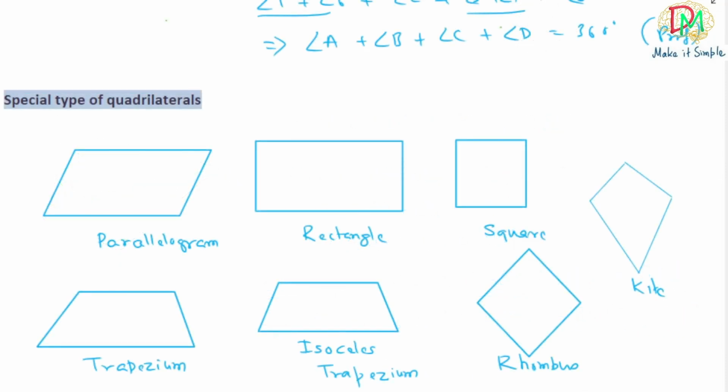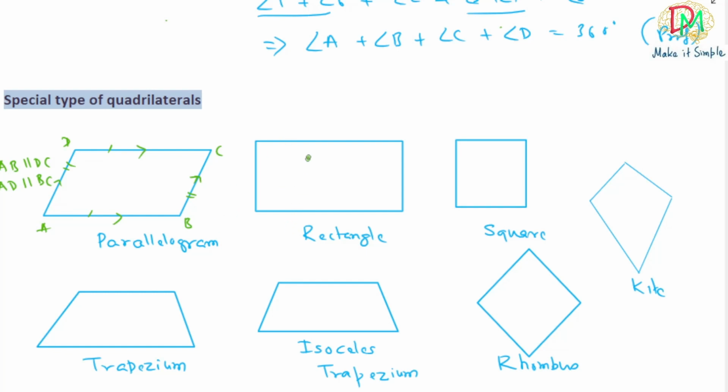Next we learn the special types of quadrilaterals. First is the parallelogram. Here the opposite sides are parallel. ABCD is a parallelogram. So we can say AB parallel to DC and AD parallel to BC. And also opposite sides are equal. Clear?